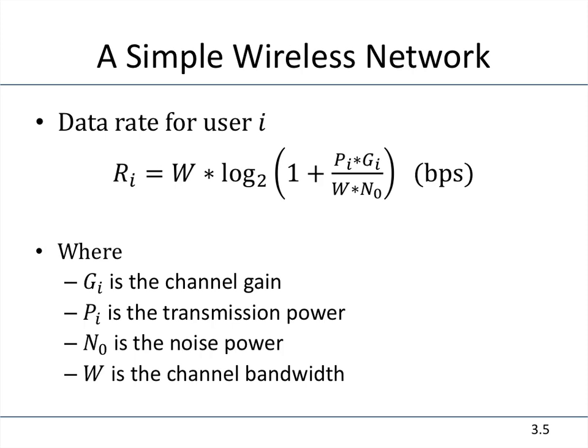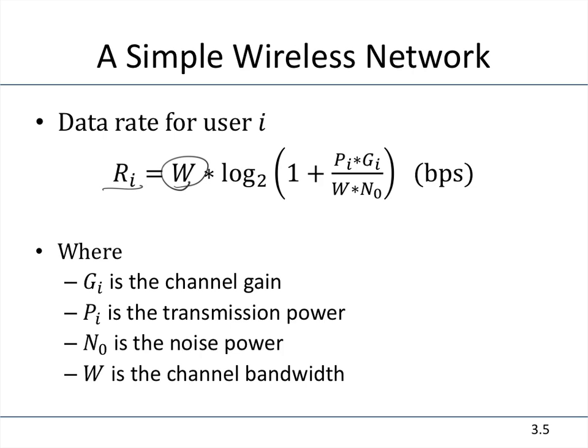Basically, Shannon says that you can estimate the achievable rate in any wireless channel by knowing these components. This is the bandwidth of the channel that you transmit through. So basically, the rate is linearly proportional to the bandwidth, which makes sense. By having more bandwidth, you can increase the rate.